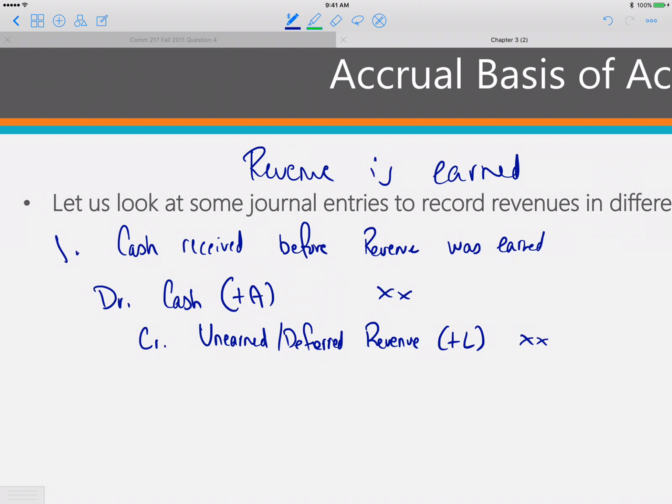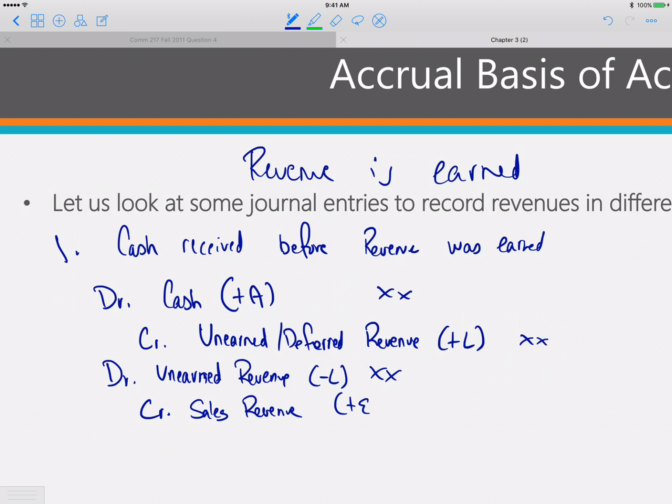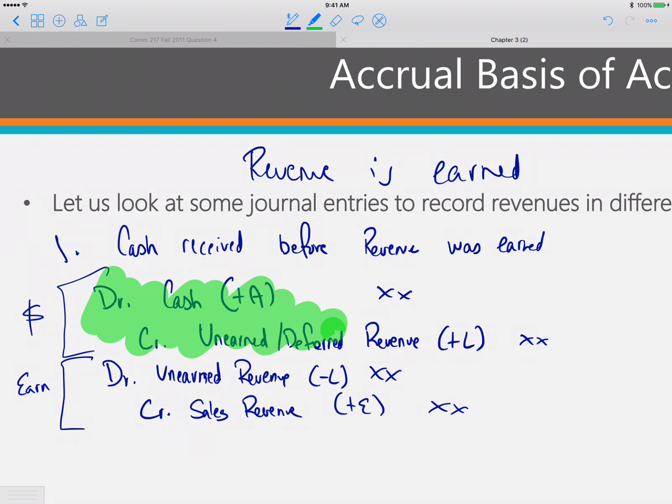Then when we earn the actual revenue, we would debit unearned revenue. So we would decrease the liability, so we debit, and we would then credit sales revenue to recognize that we actually earned the revenue now. So in the first part, we have the cash that we received, and in the second part here, we actually earn it. So the cash is over here, and we actually earned it in the second part over here.